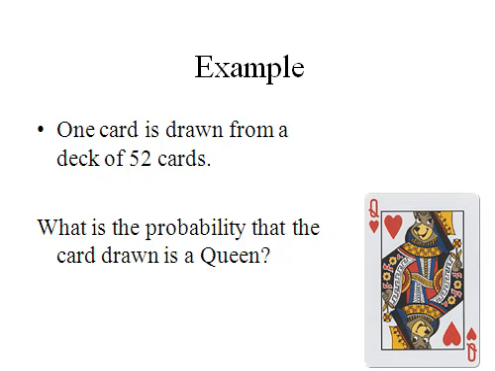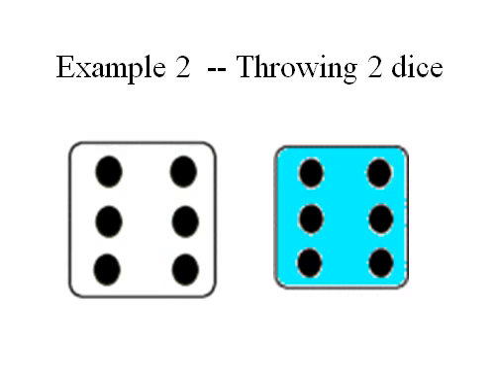For example, one card is drawn from a deck of 52 cards. What is the probability that the card drawn is a queen? Well, what you would have to do is figure out how many queens there are in a deck of cards. There are 4, and therefore the probability is 4 favorable outcomes divided by 52 total outcomes. 4 out of 52, or 1 out of 13.